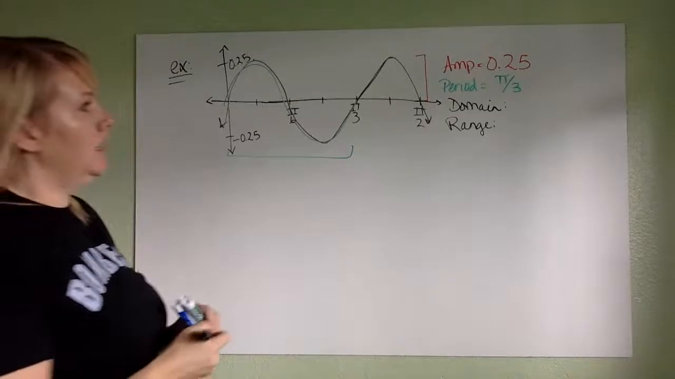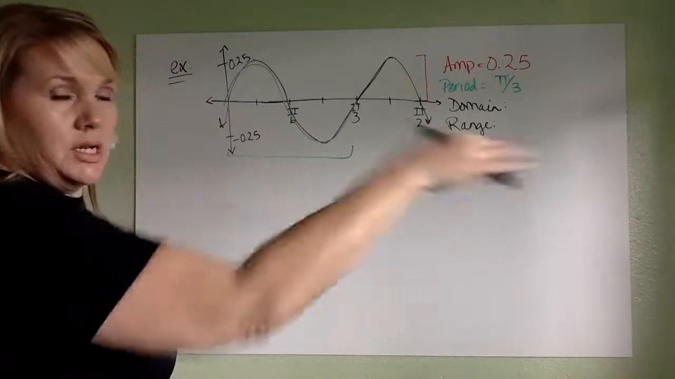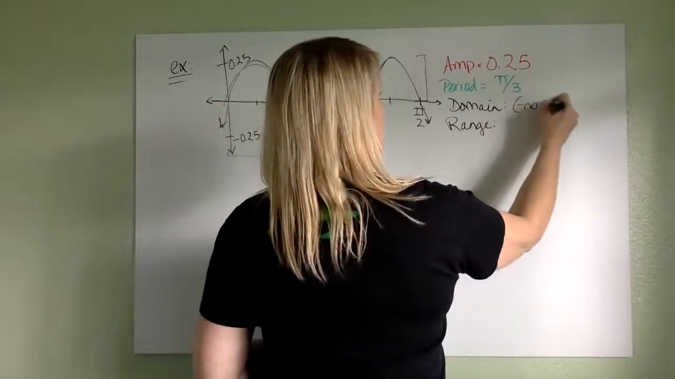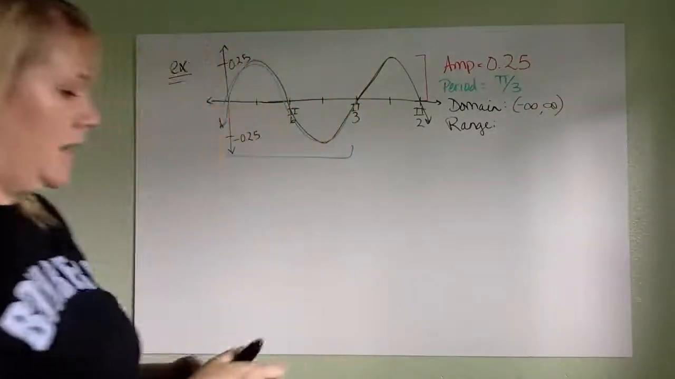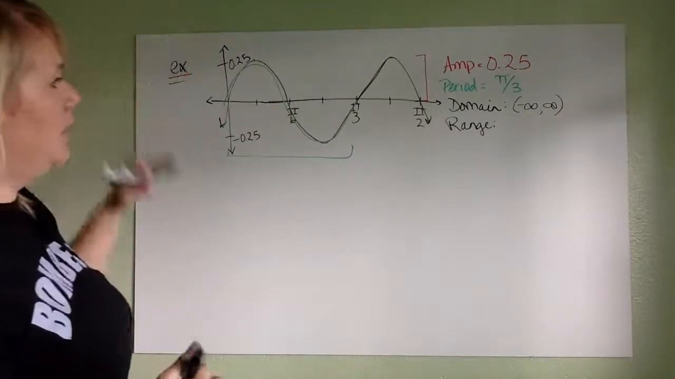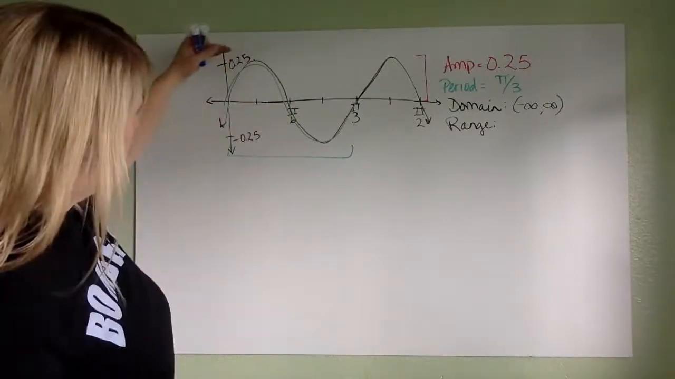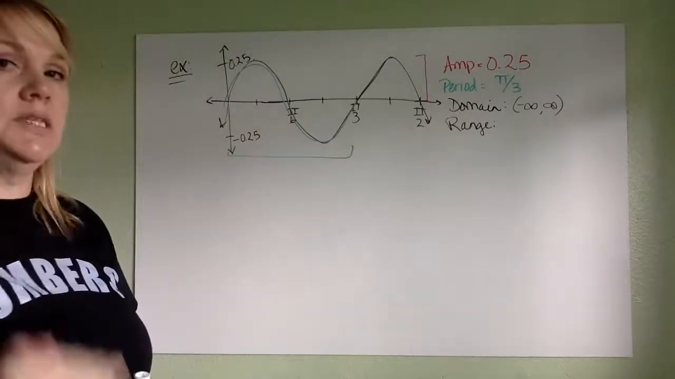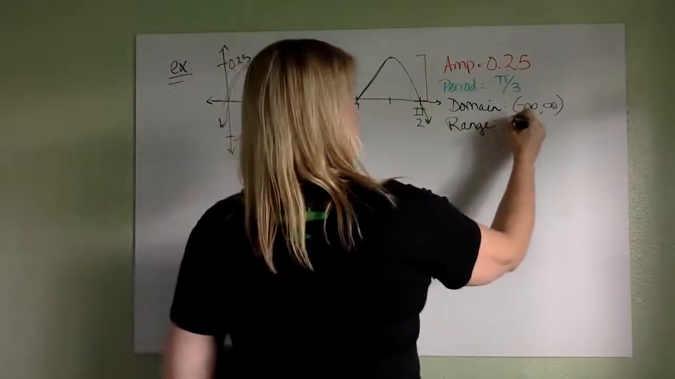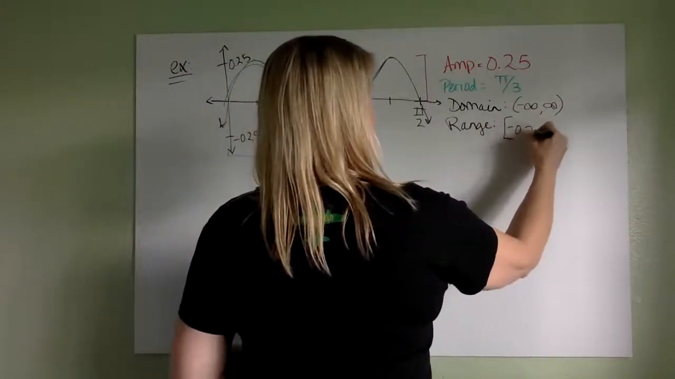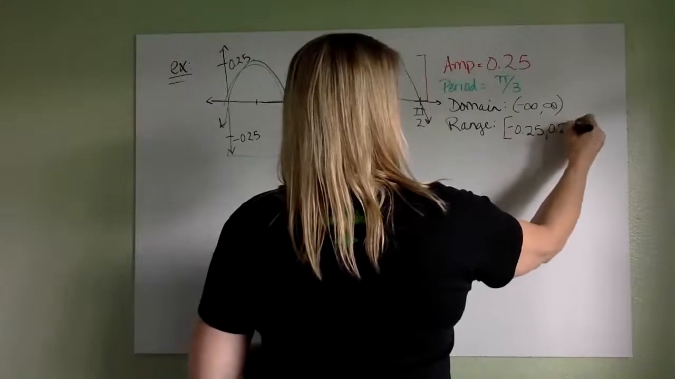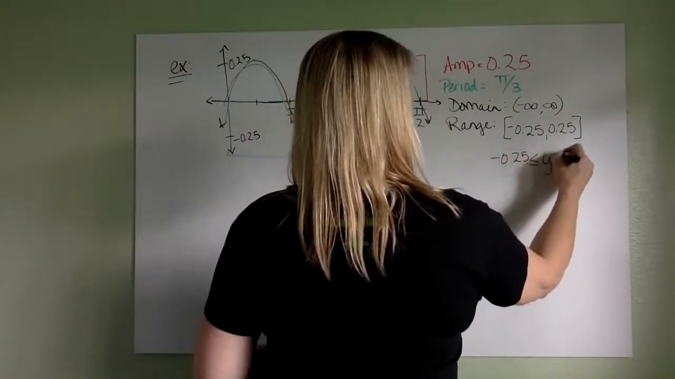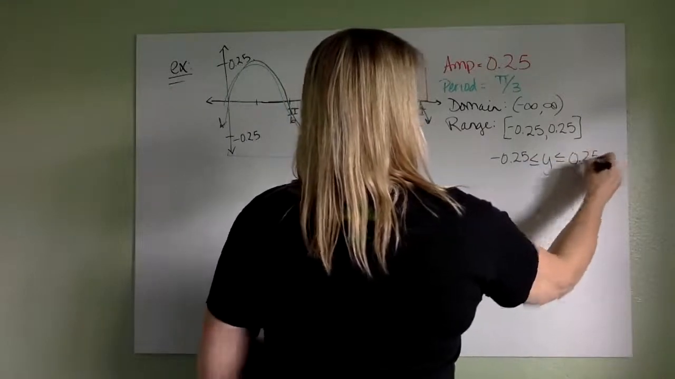And then the domain, the graph is going to continue doing this oscillation in both directions, to infinity and negative infinity. So the domain is all real numbers. And the range is how far up and how far down the graph goes. The graph goes up to 0.25 and down to negative 0.25 inclusive. So it touches 0.25 and it touches negative 0.25. So you could say negative 0.25 to 0.25, or you could write it in inequality notation like so.